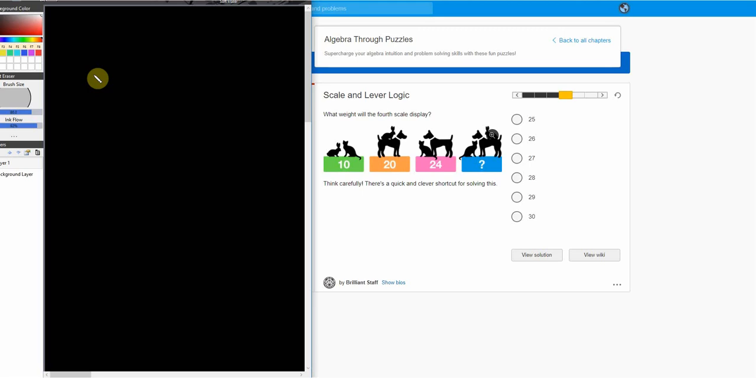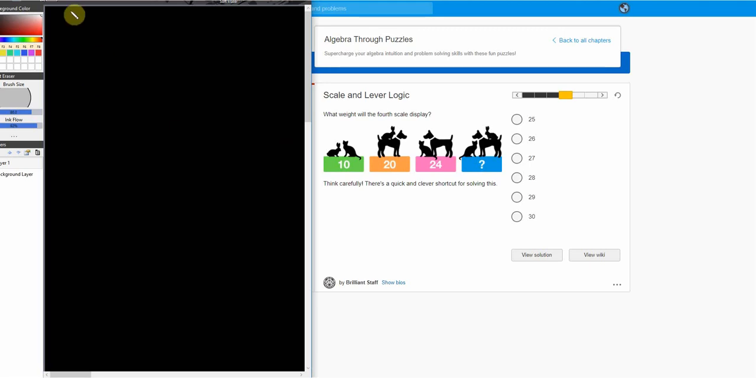In the second illustration, we have a rabbit and a dog. That equals 20. We've got the cat and the dog. That's 24, and they want to know the total weight of one rabbit, one cat, and one dog.